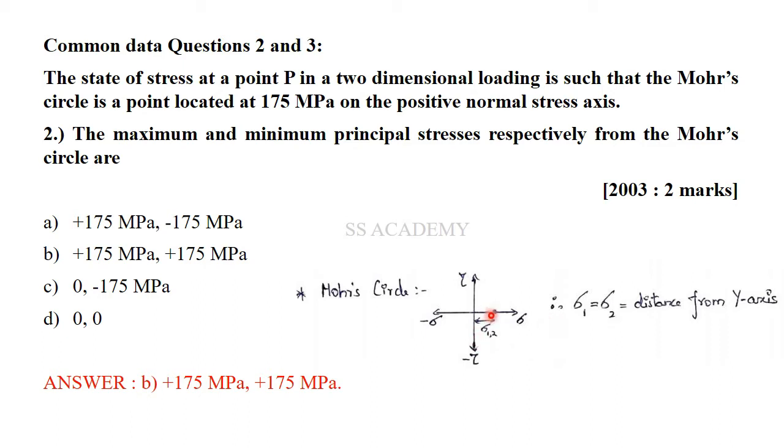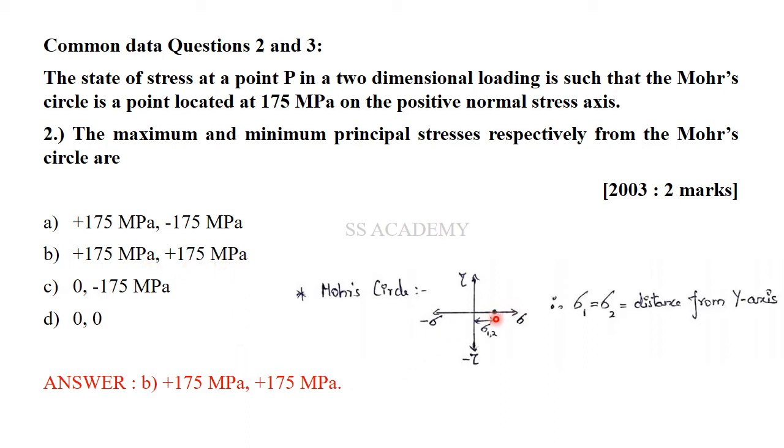Here you can see it is a point. So the major and minor principal stresses occur at this point itself. So sigma 1 is equal to sigma 2, which is equal to the distance from the y-axis along the x-axis. Actually, they have given 175 megapascal on the positive normal stress axis. So sigma 1, 2 comes out to be plus 175 and plus 175. So it is plus 175 megapascal and plus 175 megapascal.